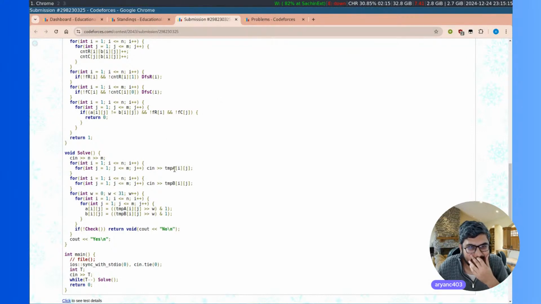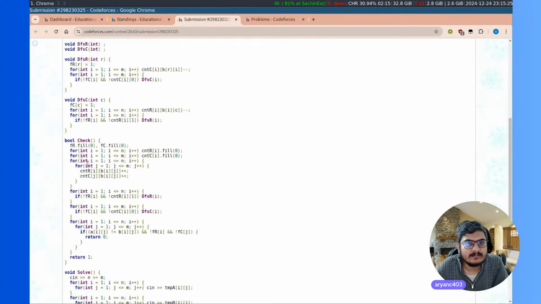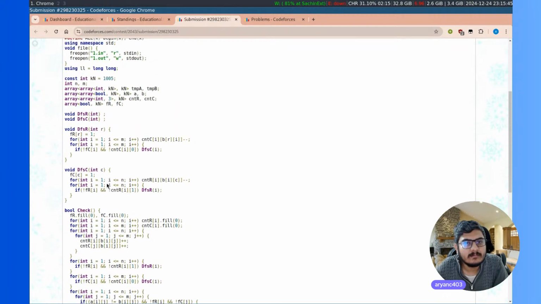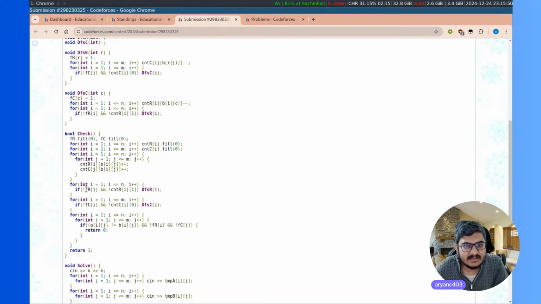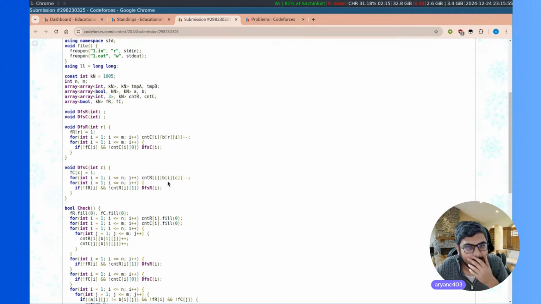So someone has taken the matrix as input and they've created a matrix A, trying to solve it for each bit. Now what they are doing is they have counted how many zeros and ones exist in a particular column. And the idea is, if you have not visited R and R has any one count, then you start DFS of R with I.